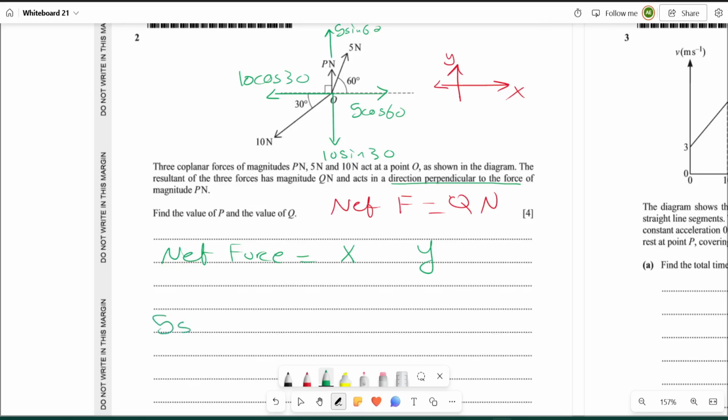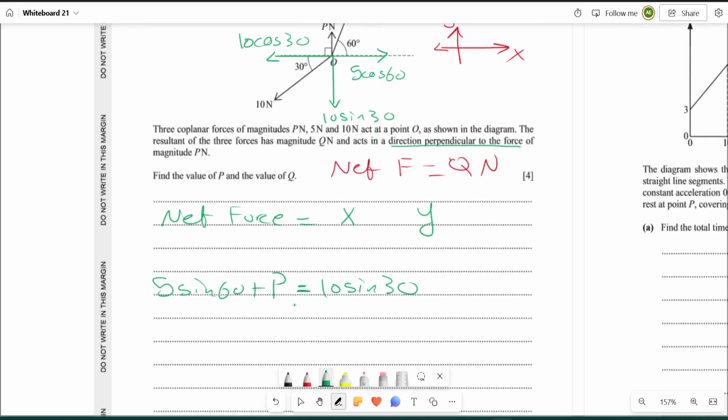If I do 5 sine 60 plus P minus 10 sine 30, and I know that at the end the y component is 0, that means that when I move this to the other side, it's just going to become equal, like this. And from here, I can find the value of P, which is going to be 10 times sine 30, which is 10 times half, which is 5, minus 5 sine 60. That will give me 0.67 newtons for P over here.